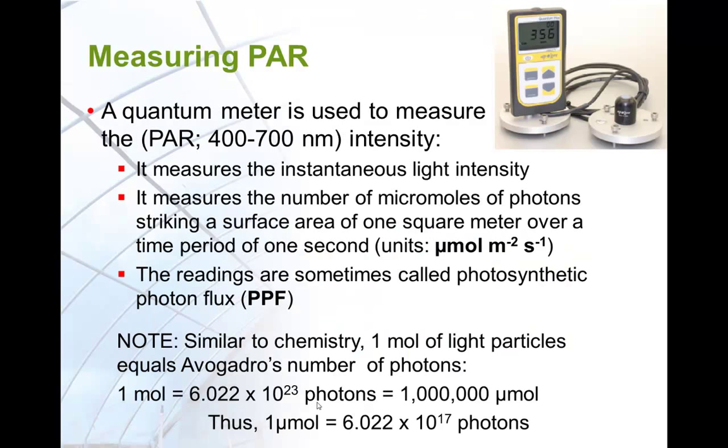Much simpler equipment is available for measuring PAR. The PAR is always 400 to 700 nanometers according to the scientific definition. The instrumentation, like in this picture, can integrate the reading within this prefixed range, 400 to 700 nanometers. So it measures the instantaneous light intensity, the number of micromoles of photons striking a surface area of 1 square meter over a time period of 1 second. So it's an instantaneous measurement.